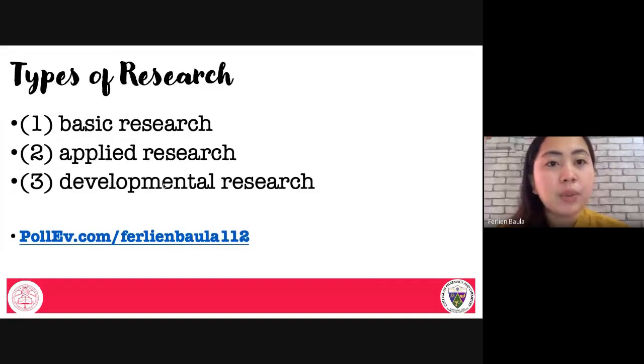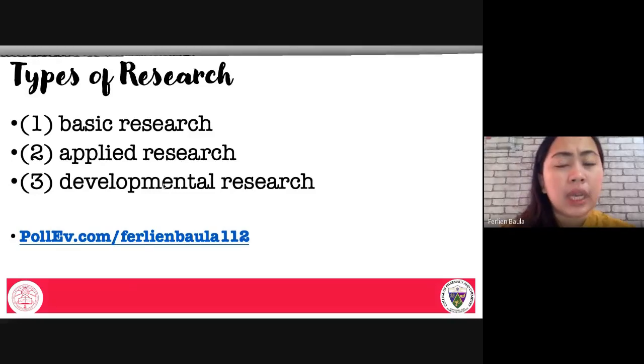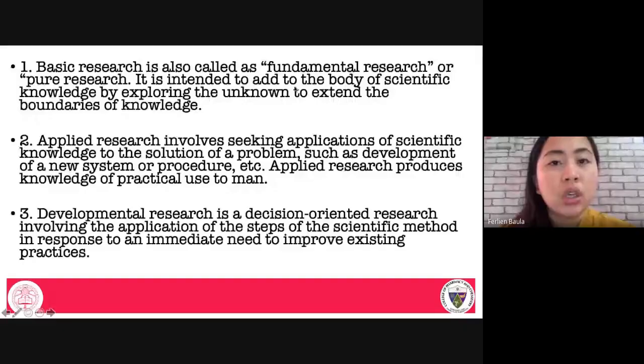We have three types of research: the basic research, applied research, and developmental research. Our basic research class is the fundamental research or pure research. These are the experimental researches that you did during your bachelor's. The different plant extracts that you made into medicine, that you made into tablets, or whatever you did with your rabbits and mice. Those are under basic research or fundamental research.